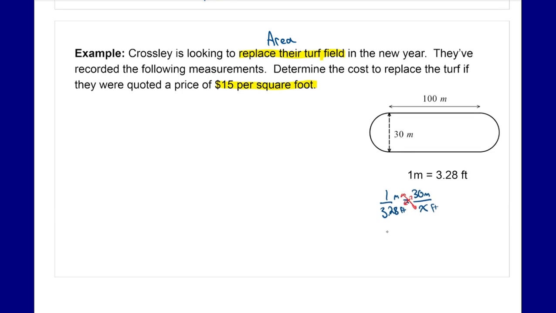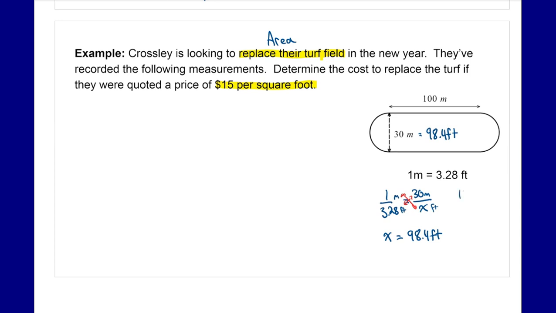And I get that 1x is equal to 3.28 times 30, 98.4 feet. I could divide by the value in front of x, however, because it's 1, I don't need to do anything. So I do know now that this distance across the track is 98.4 feet.